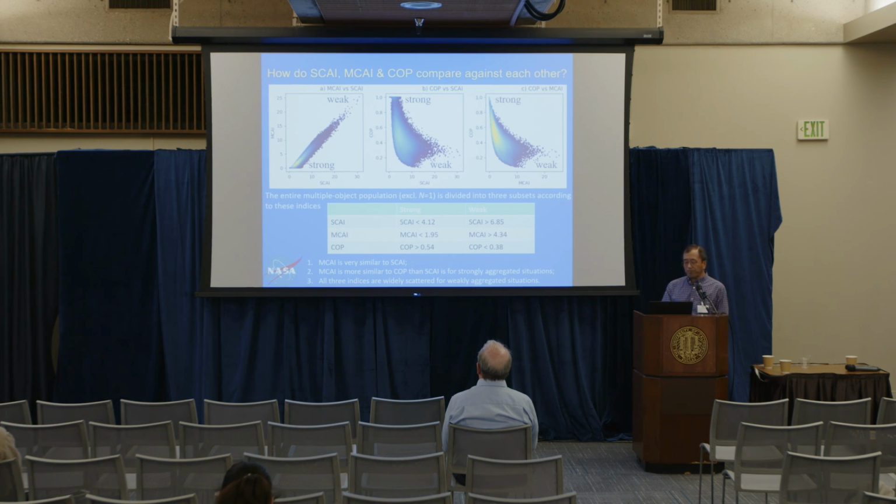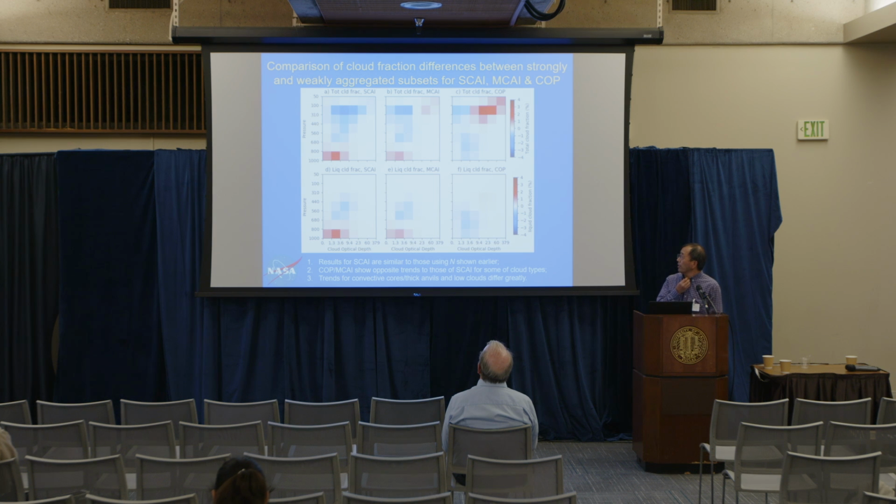And another point I want to make is that for the weak aggregation cases, it's very scattered in those 2 indices versus the convective organization potential. So these are results showing the cloud area fractions between the strong aggregation index subset versus the weak ones, and for those 3 indices. So if you remember the results shown earlier for the number of cloud objects, this panel is almost identical.